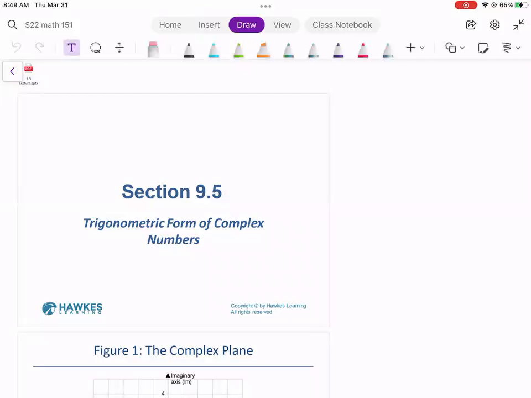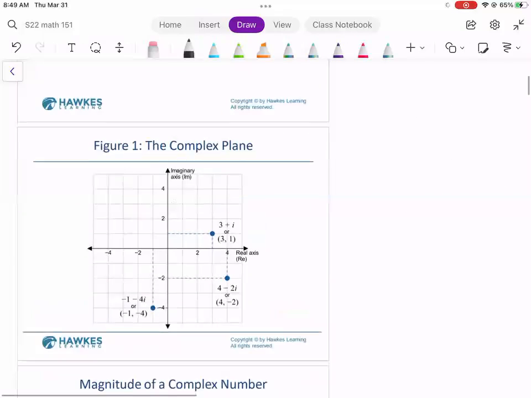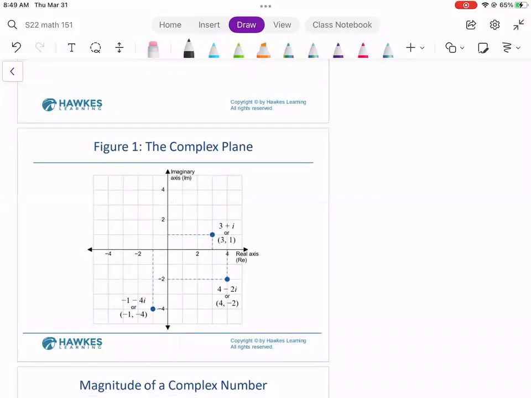As you know from your work with real numbers, we typically graph things with an X and Y value. Well, here we're going to use a complex plane in which we have a real axis and an imaginary axis. Here's our real axis, here's our imaginary axis. And if you remember, complex numbers are of the form a plus bi. The a piece will go on the real axis and the b piece will go on the imaginary axis.